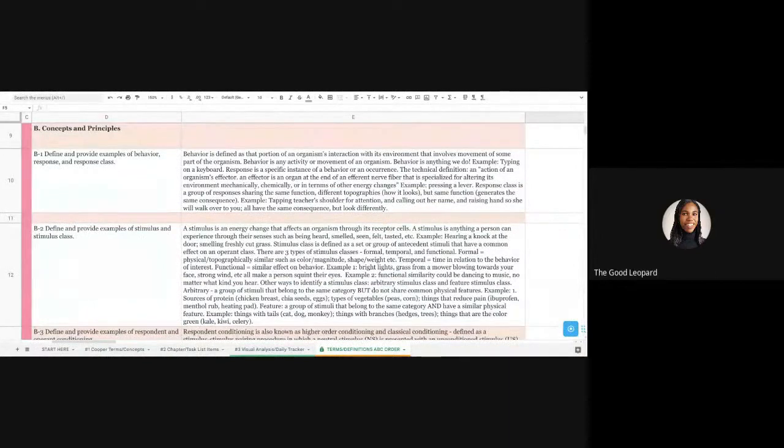All right, B1, define and provide examples of behavior, response, and response class. Behavior is defined as that portion of an organism's interaction with its environment that involves movement of some part of the organism. Or behavior is the activity or movement of an organism. Behavior is anything that we do, including thoughts, feelings, all that. Example, typing on a keyboard. That's a behavior. I'm sure you can think of many other behavior examples. So think of one now and just have it in your head.